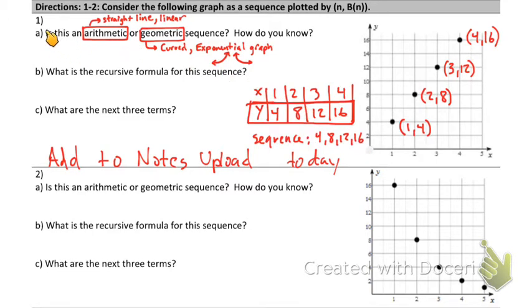So looking at problem 1A, is this sequence that is shown by these dots arithmetic or geometric? Looking at the graph alone, you're simply asking yourself, do I have a straight line or do I have a curved line? If I attach these dots, they are a straight line. So based on what I see, the answer for 1A is graphically, I have an arithmetic sequence. And that's based on the graph.